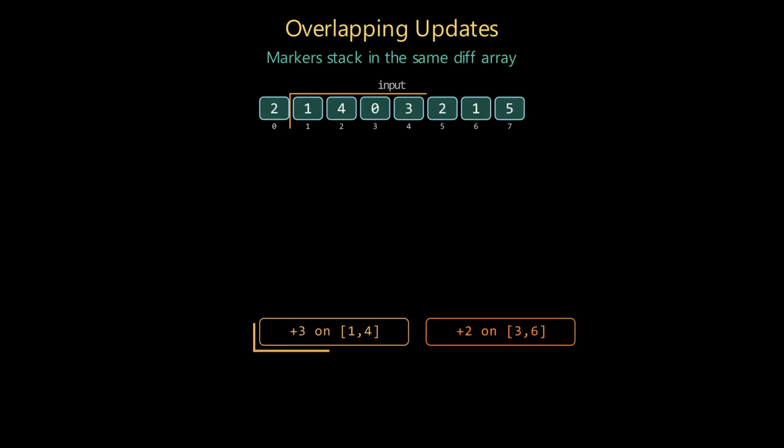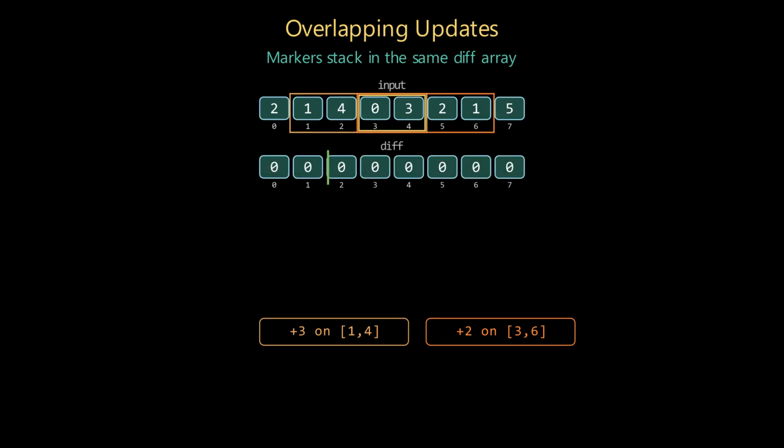Now apply 2 updates together, add 3 on indices 1 through 4, and add 2 on indices 3 through 6. For the first update, place plus 3 at index 1, and minus 3 at index 5. For the second update, place plus 2 at index 3, and minus 2 at index 7. The markers all live in the same diff array.